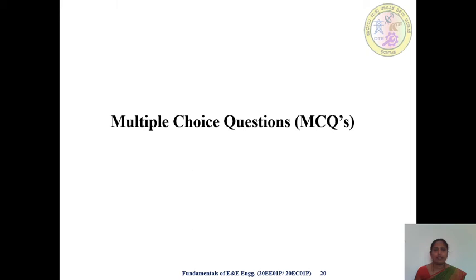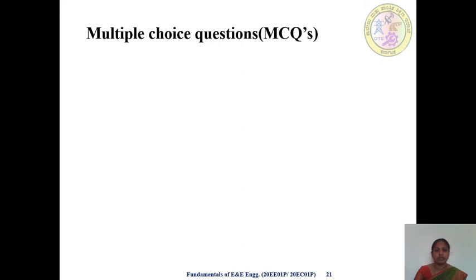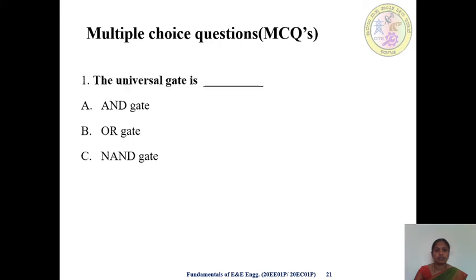Next, the last topic is the multiple choice questions. The universal gate is dash. Options are AND gate, OR gate, NAND gate and none of the above. The answer is NAND gate. So the correct option is C. The universal gate is NAND gate.